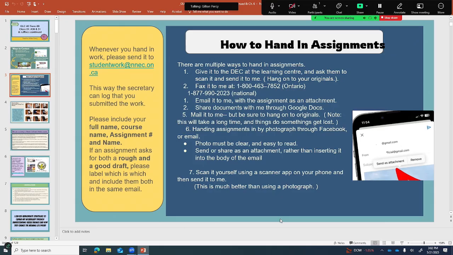If it asks for a rough and a good draft, please make sure both of those get handed in and that they're labeled so I know. If you only hand one in, like if it's a rough draft and you're wanting feedback, let me know. Put a little note at the bottom saying, hey, here's my rough draft. Let me know what you think so that I can talk to you about it. Otherwise, I just kind of take a random guess and hope for the best.